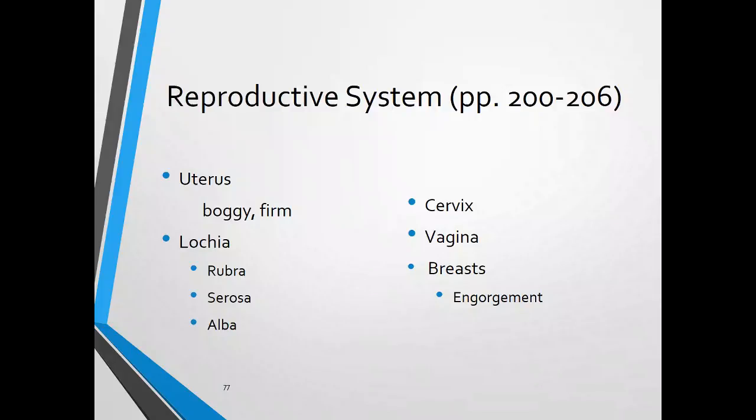So on the reproductive system, that uterus is going to be changing. You either want it to be firm, or if it's boggy, which means uterine atony, that uterus is not contracting the way that it should, it needs to be massaged to try and firm up. So then you're looking at lochia. In the beginning, it's going to be rubra, which is that dark red, and then serosa is kind of like that light pink, which will change through time, and then eventually when they're at their 6 weeks postpartum checkup, it should be alba, which is white.